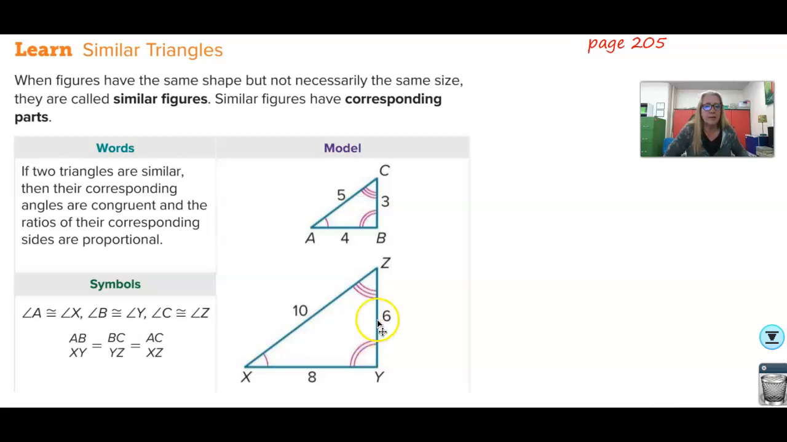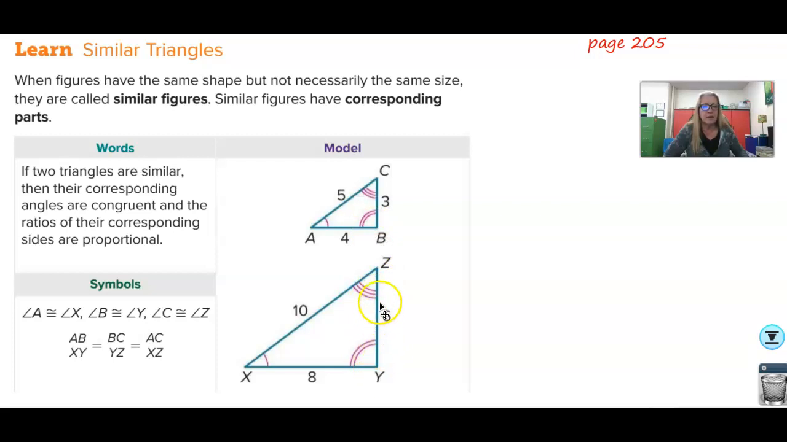Now, they have corresponding angles. For example, angle C corresponds to angle Z. Those two angles will have the exact same measurement. Angle B corresponds with angle Y. They will have the exact same measurement.